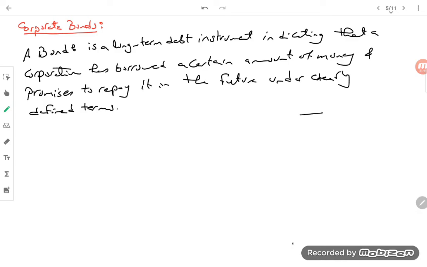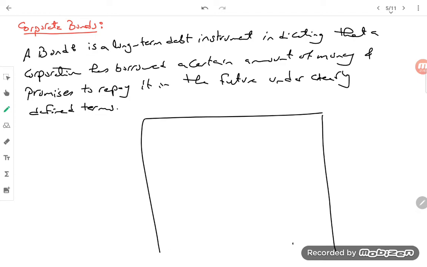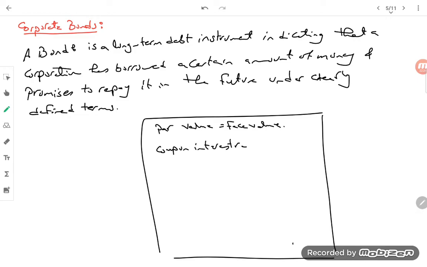So it's just like a promise to pay a certain amount of money, which is a borrowed amount of money, that has a par value or face value, coupon interest rates, and maturity dates.